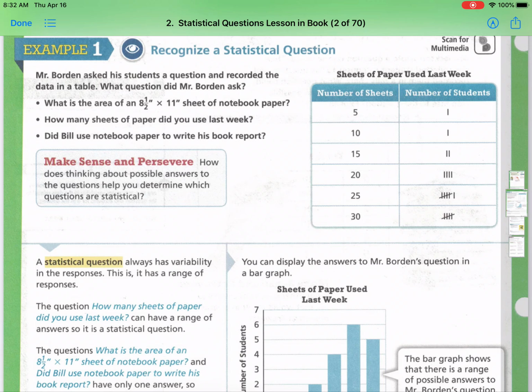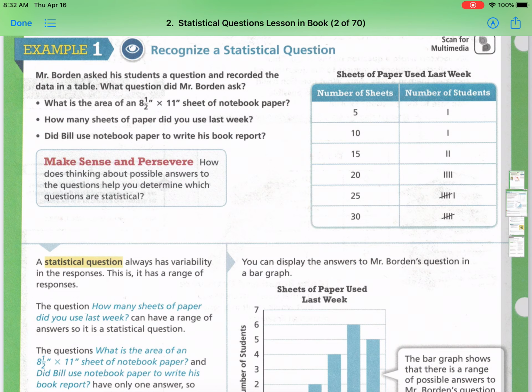Example 1 for statistical questions. Recognize a statistical question. So example 1 says Mr. Borden asked his students a question and recorded the data in the table. What question did Mr. Borden ask?